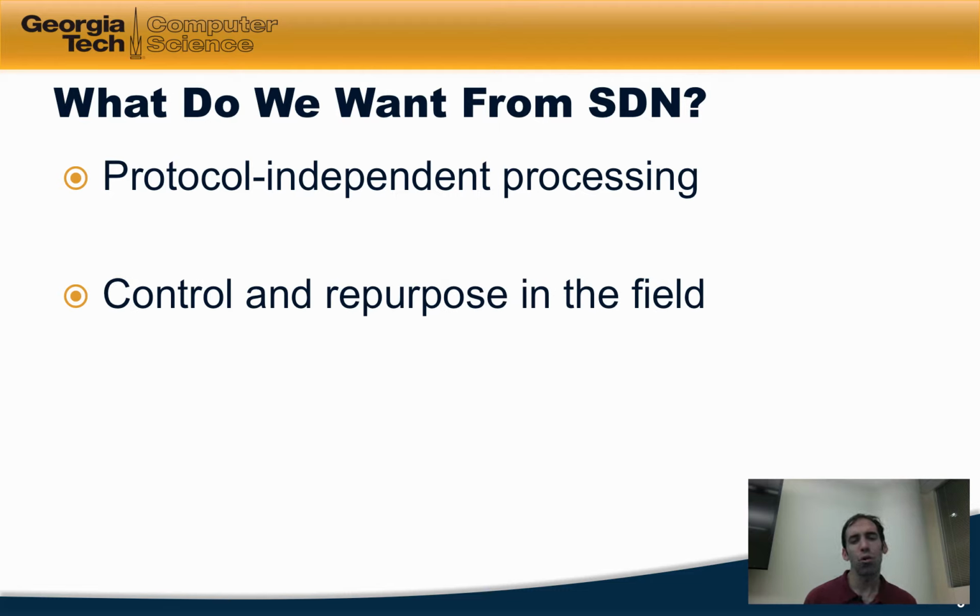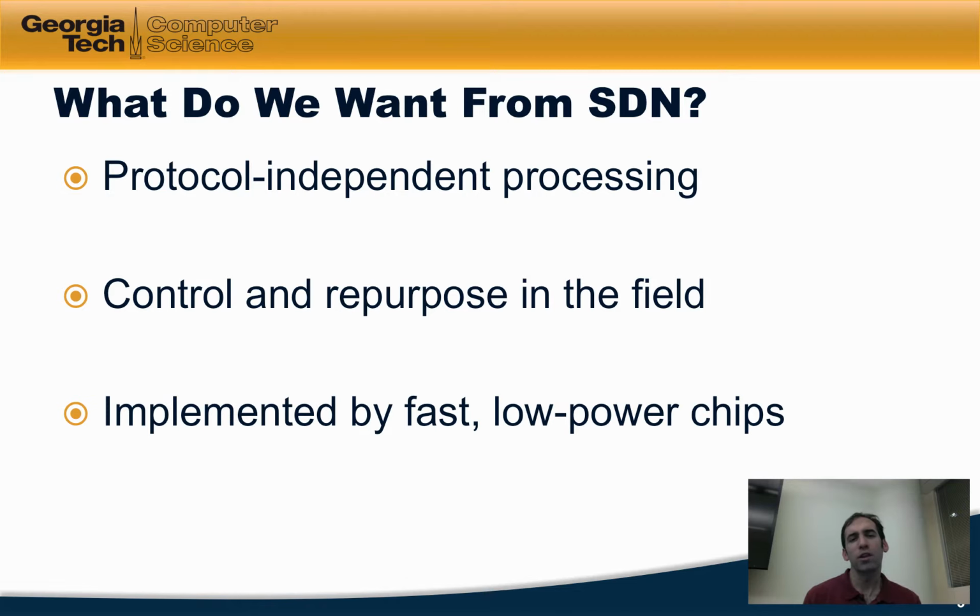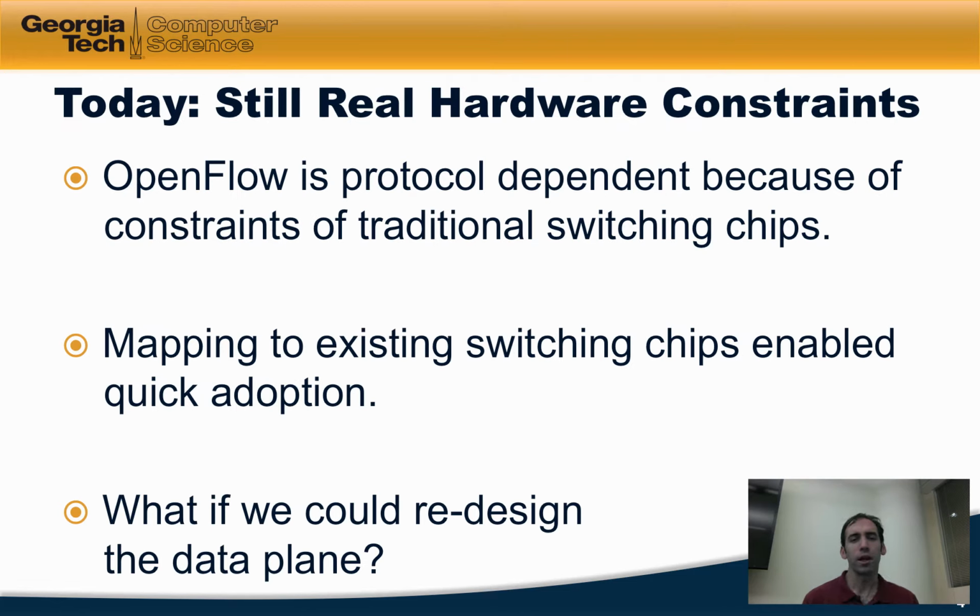We should be able to control network behavior and repurpose our network devices in the field without redeploying hardware, and we'd like these functions to be implemented with fast, low-power chips. Unfortunately, the hardware that is deployed in today's networks still constrains what we're capable of doing. OpenFlow is protocol dependent because of the constraints of conventional switching chips. The OpenFlow protocol has had to map its functions onto the capabilities of existing chips. Now that mapping has enabled quick adoption, but at the same time it's constrained what we might think about putting into a control protocol like OpenFlow.